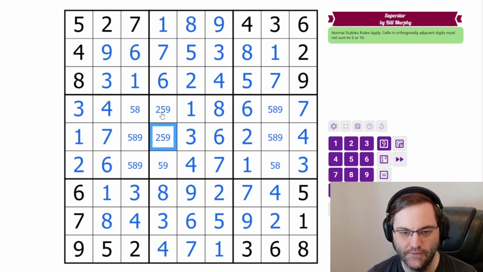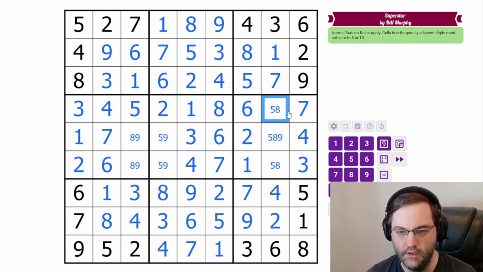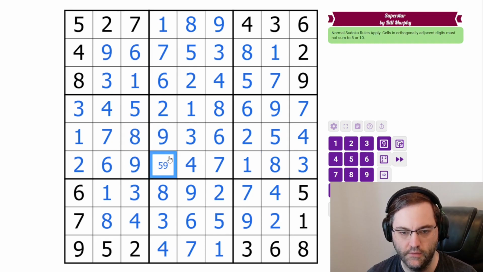That gives us our 2, 6. That places 2 here. 2 means this can't be 8, so it is 5. Place 9 here. This can't be 8 because of the 2, and that's going to resolve everything else.